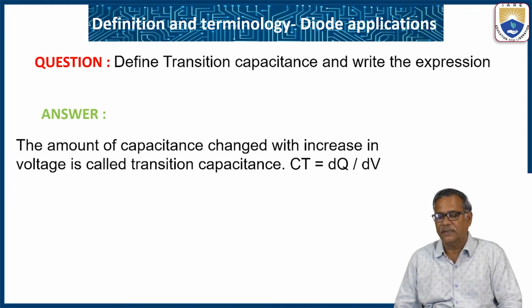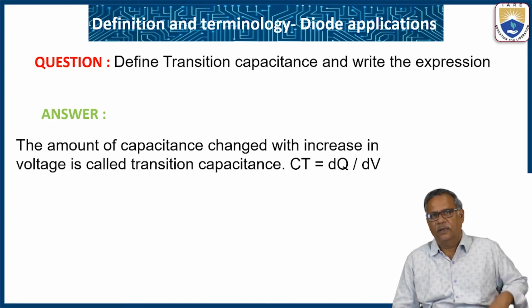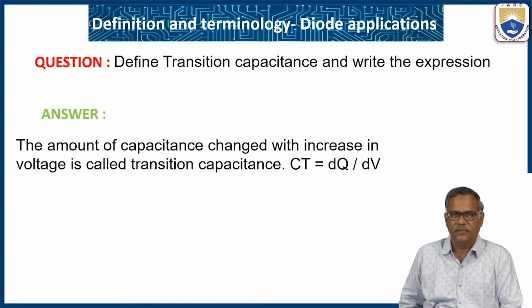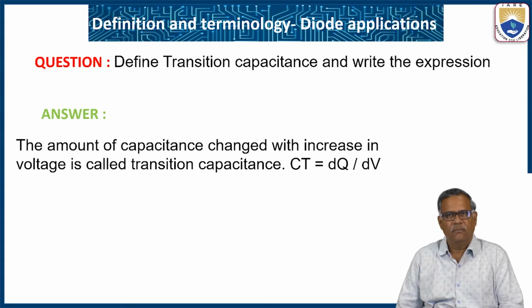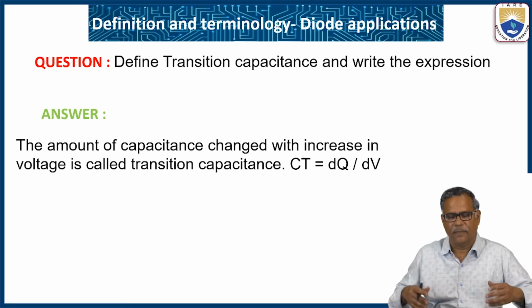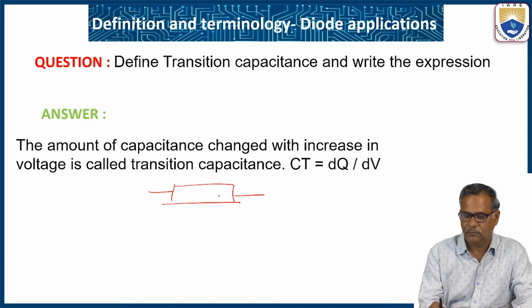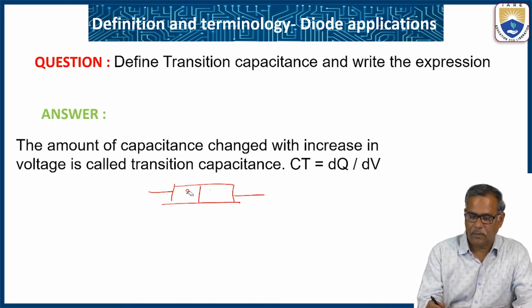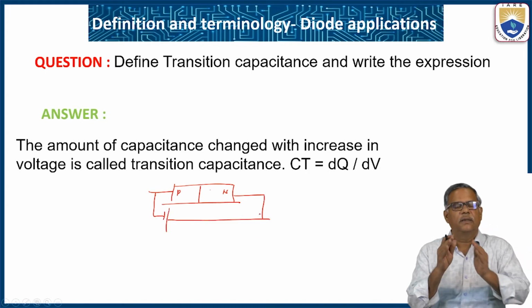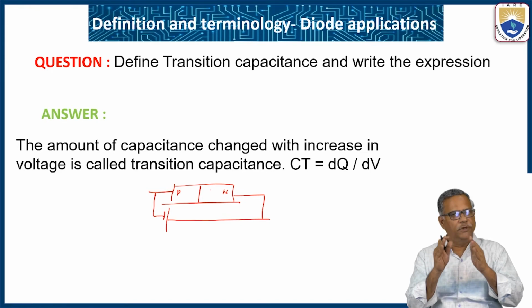Next, define transition capacitance and write the expression. The amount of capacitance that changes with increase in voltage during reverse bias is called the transition capacitance. So if you take a diode, when you apply a reverse bias, what happens? The depletion layer width increases.